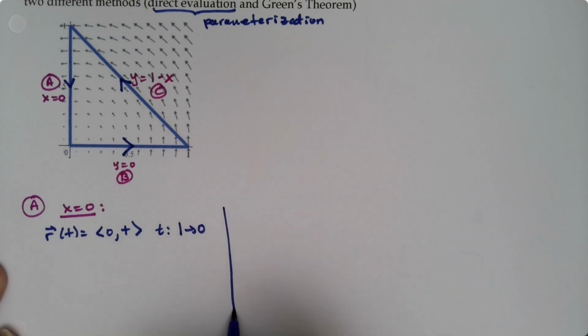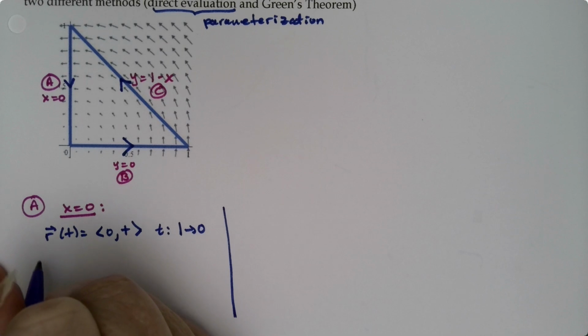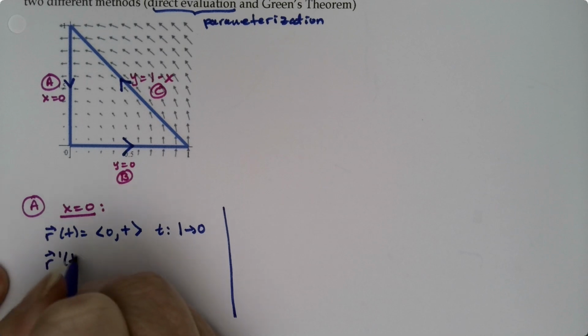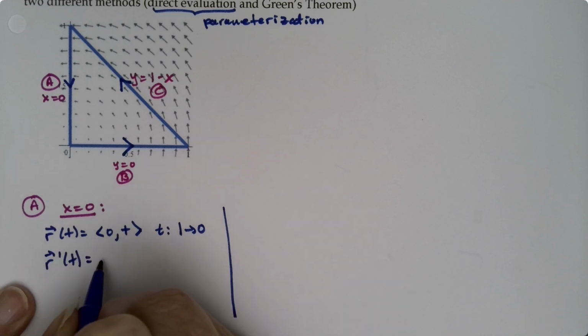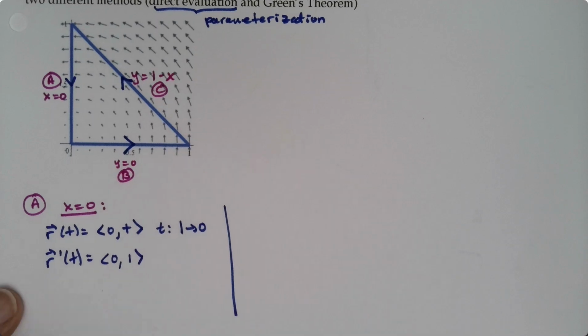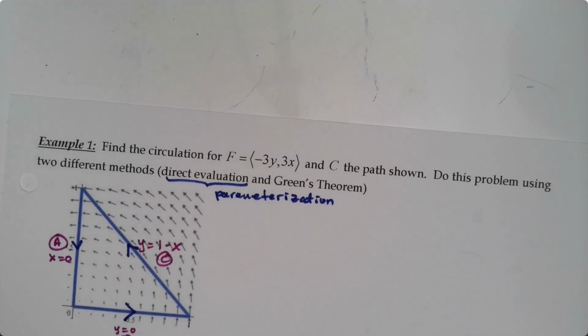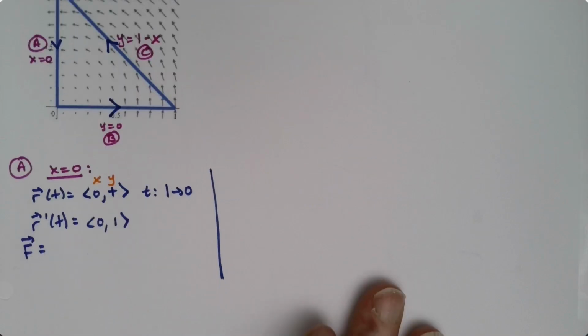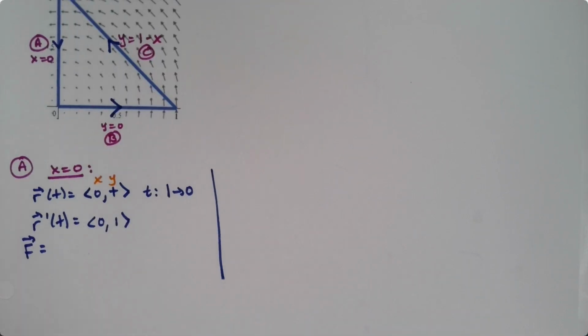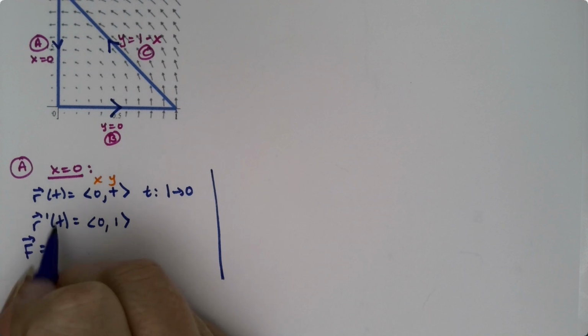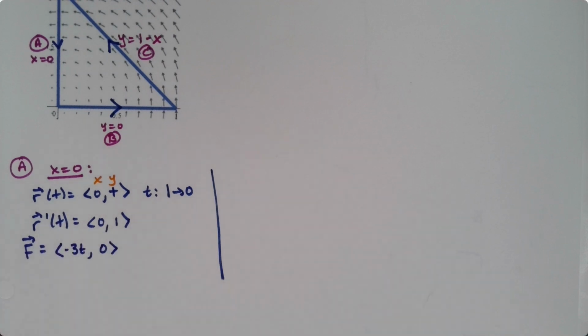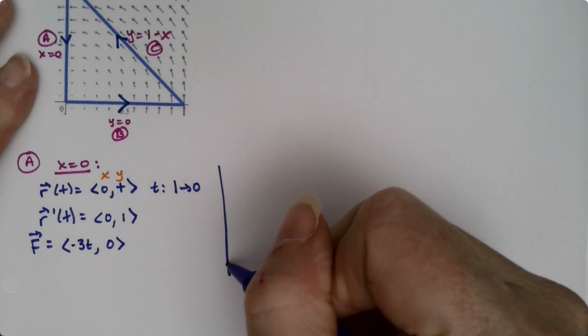All right. And then we can find r prime. R prime of t would be 0, 1. And then our vector field is going to be negative 3y, 3x. But remember, this is now my x and my y that I have for my r. So it's going to be negative 3t, 0. Okay, so we'll find that piece in a second.